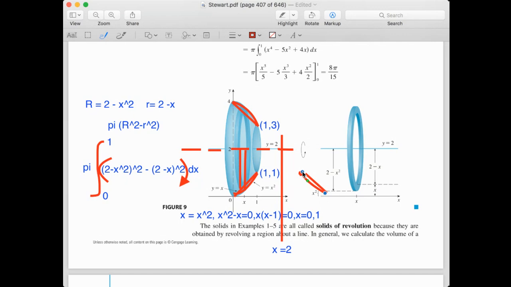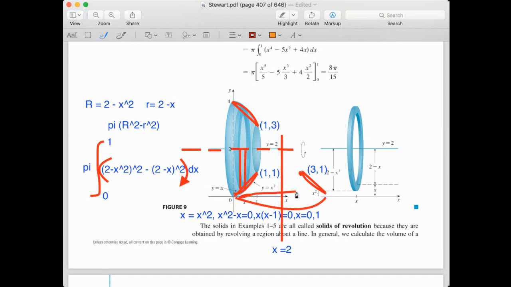So what is this point? If we rotate this region over x equals 2, we would get a symmetric piece right here. So this point will be (3, 1). And then this is the 3D object.